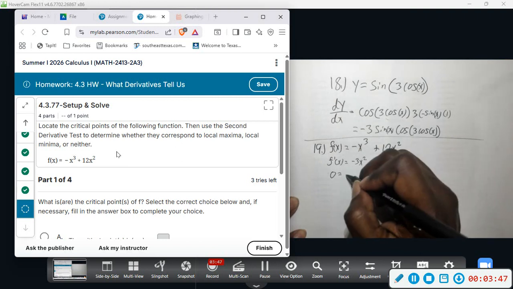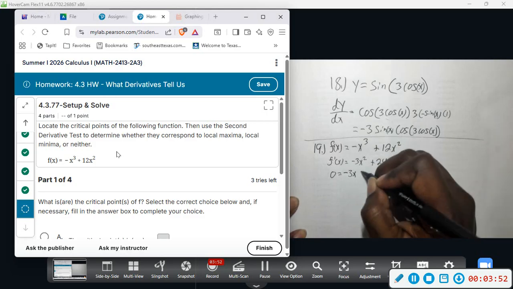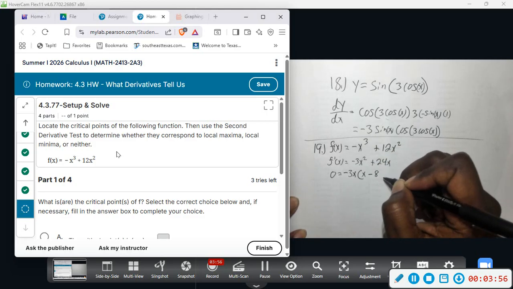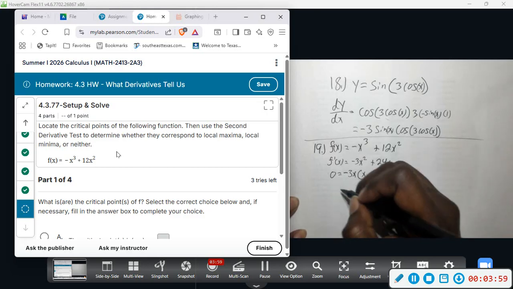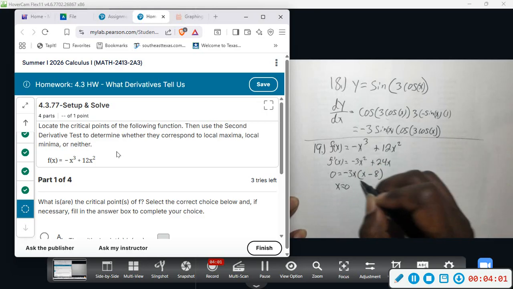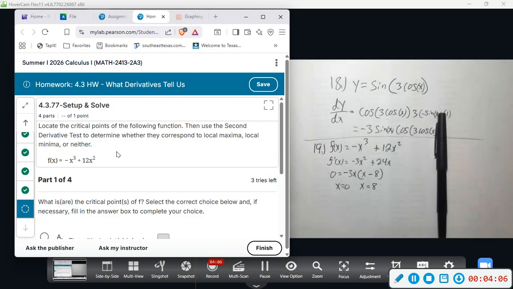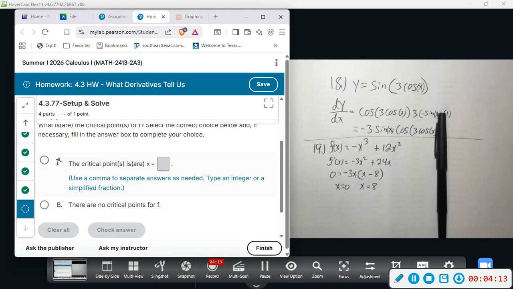Factor out a negative 3x. That will leave me with the x. Negative 3 will give me negative 8. Set it equal to 0. We'll get x equals 0 and x equals 8. So I get 2 critical points off the first derivative. Locate critical points, then use second derivative test. Okay, so critical points from the first derivative are 0 and 8.